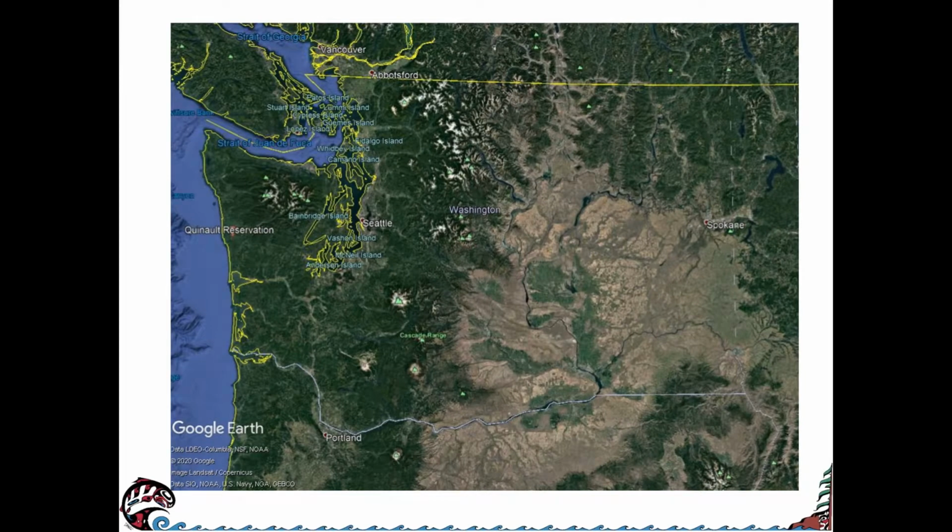The Quinault Indian Nation reservation is on the Olympic Peninsula of Washington. You can see there on the left of the screen. The village of Taholah is at the mouth of the Quinault River. Taholah is about 2.5 hours from Seattle and 3 hours from Portland.